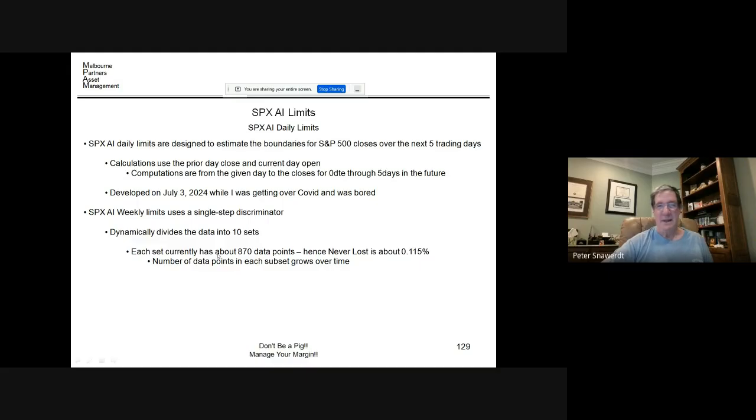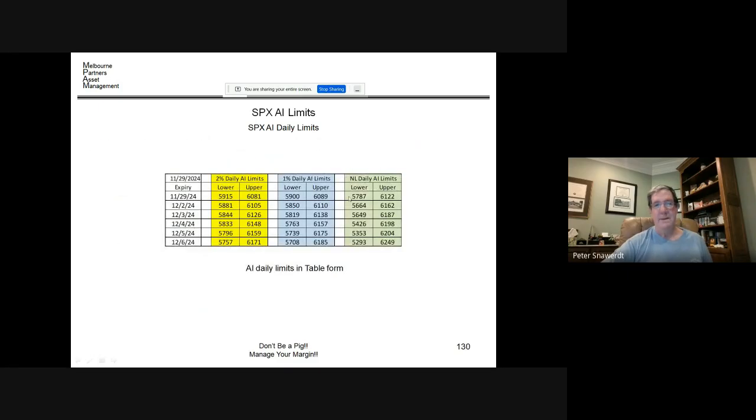Nominally, at that particular point in time, there were about 870 data points. So Never Lost has a probability of about 0.115. It's actually a little bit less than that now because we've got a couple more years. In tabular form, this is what they look like. We publish only 2%, 1%, and Never Lost. Note that 1% can happen.